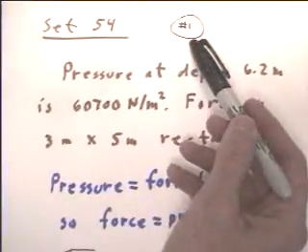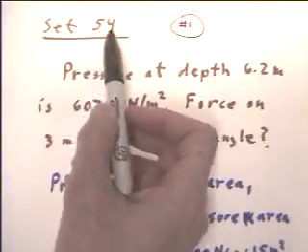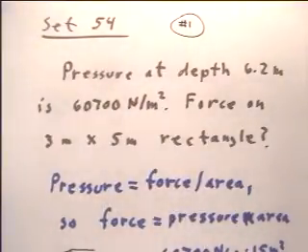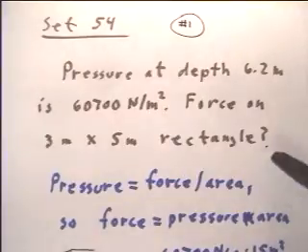Of course, this is problem number 1. Set 54 is my internal numbering system. You don't have to worry about what that means.